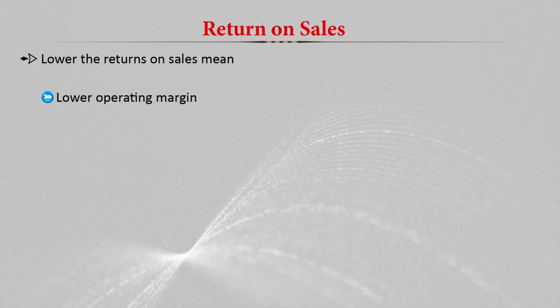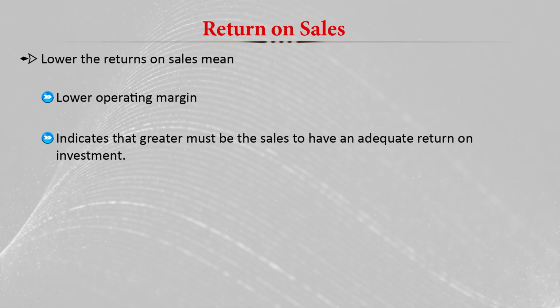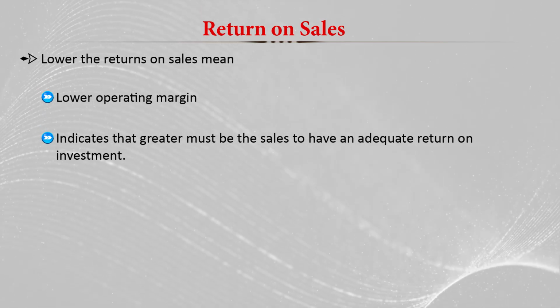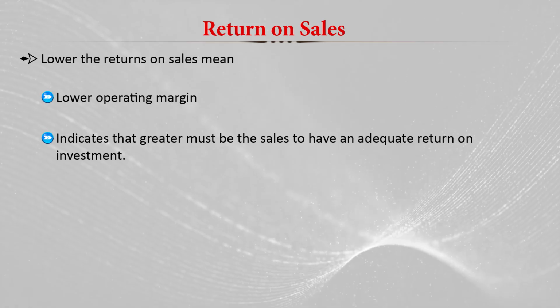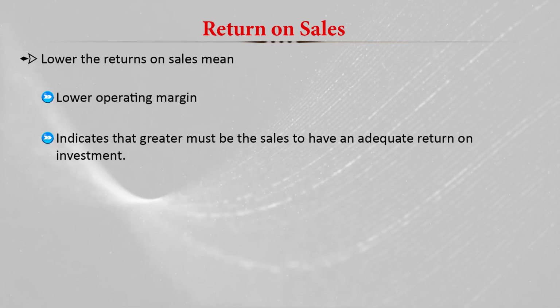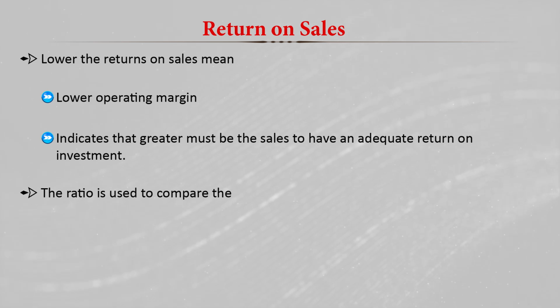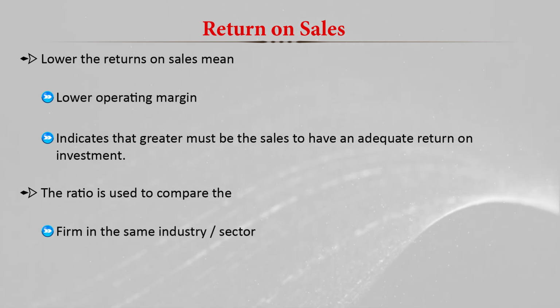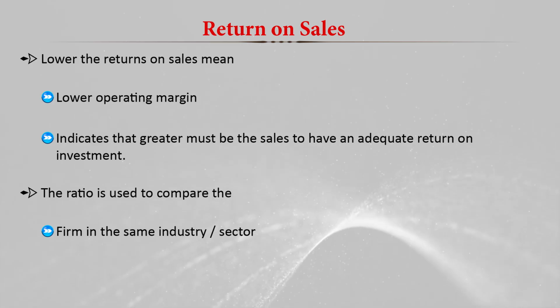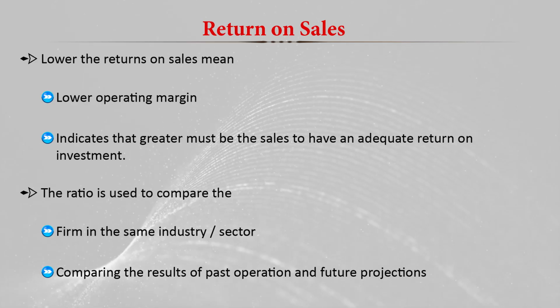And when there is a low return on sale, it means a lower operating margin, we are getting less margin, and it indicates that the sale must be greater to have an adequate return on the investment. So if there is a low return on sale, we need to increase the sale of the firm. This ratio is used to compare firms in the same industry or in the same sector, and to compare the results of past operations and the future projection.